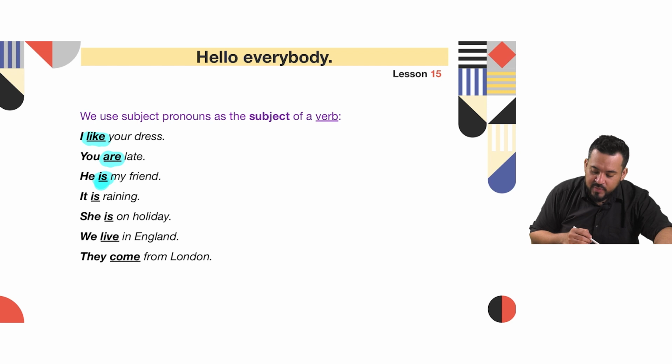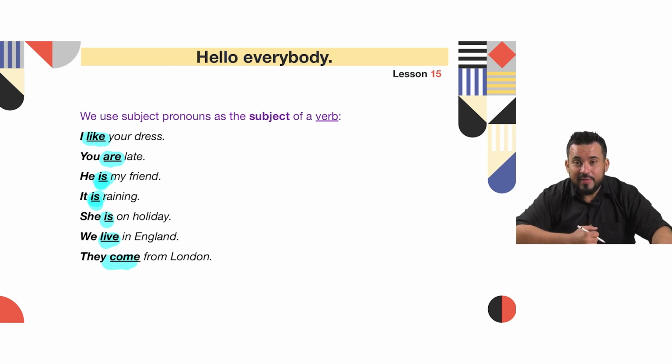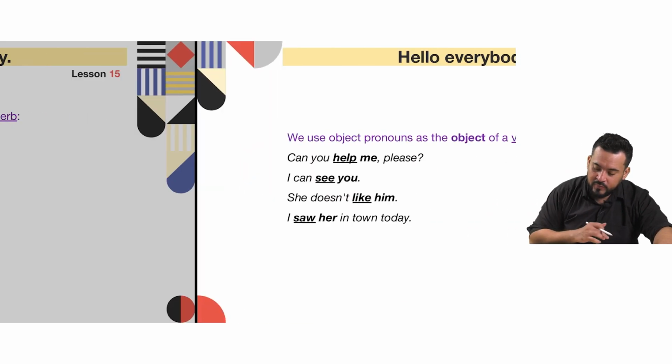He is my friend. He. It is raining. It. She is on holiday. She. We live in England. So the subject is we. They come from England. And that is they.